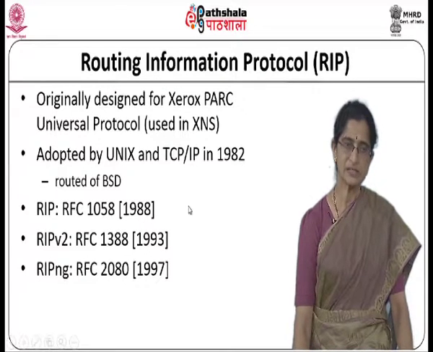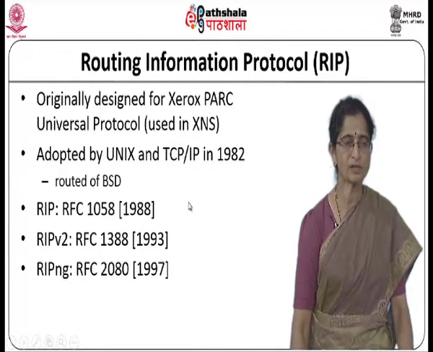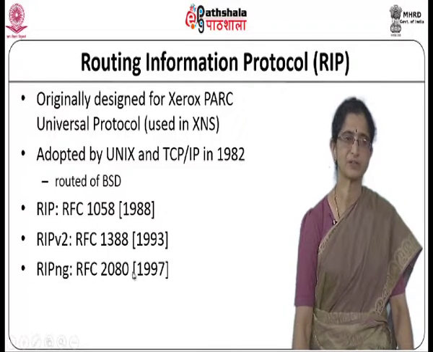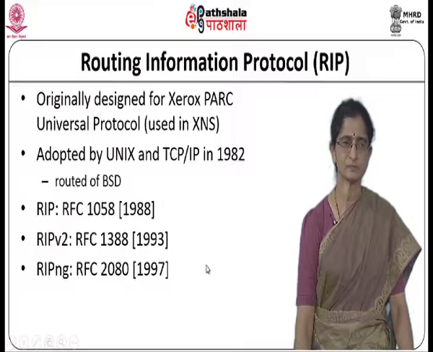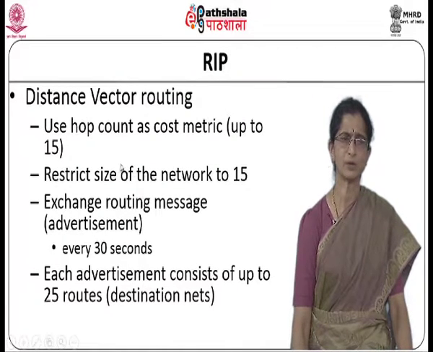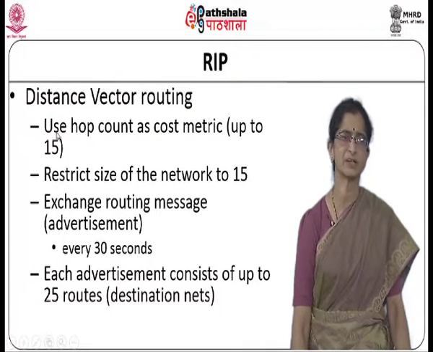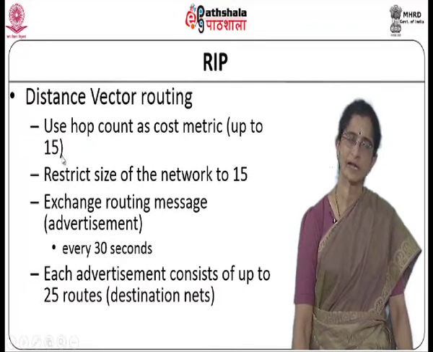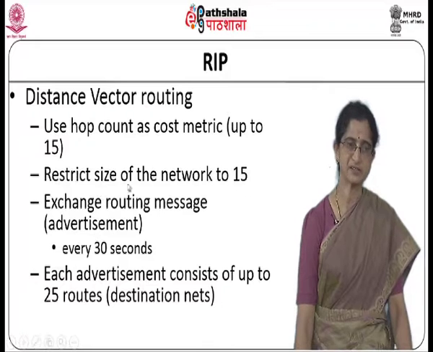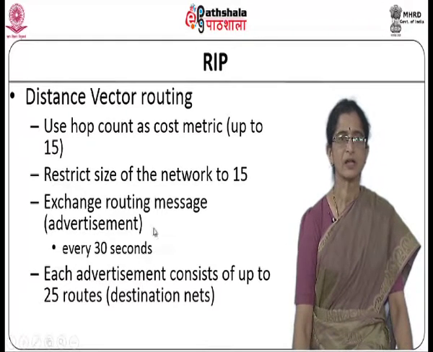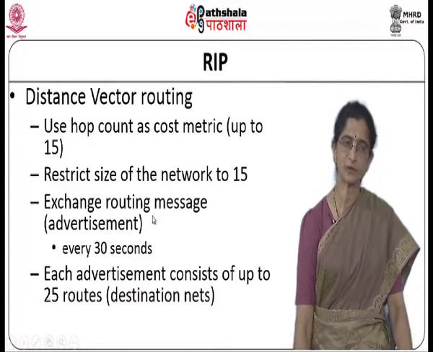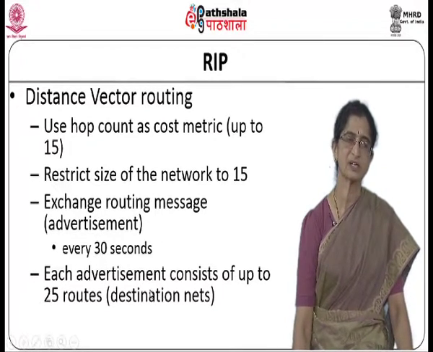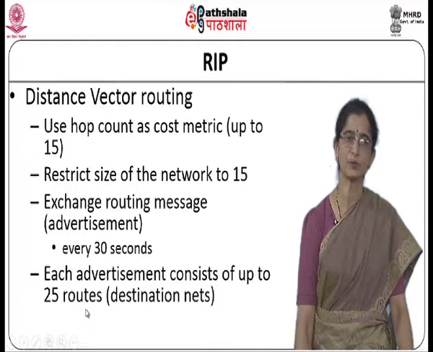This distance vector routing protocol is what is actually used in the Routing Information Protocol. Now there are many versions of RIP, V2 and NG and so on. The RIP protocol is a very simple direct implementation of distance vector routing. It uses hop count as the cost metric, and you can go up to 15, and it restricts the size of the network to 15. Periodically, routing messages are exchanged about every 30 seconds by means of advertisement messages, and each advertisement will consist of up to 25 routes.